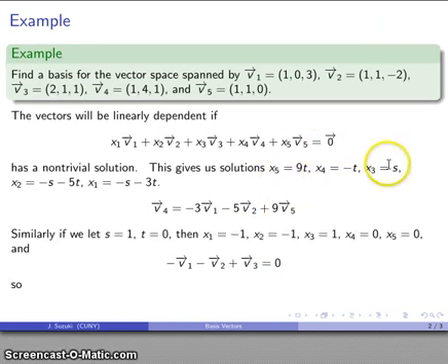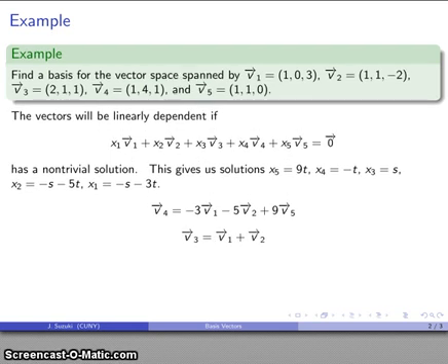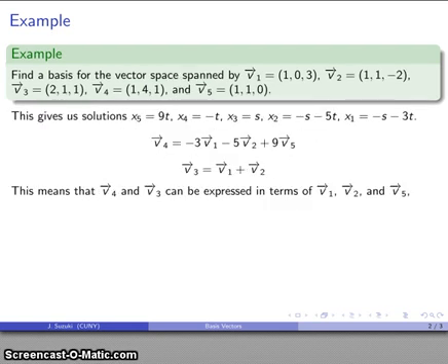Likewise, with the same parameterization, I'm going to let s equal 1, t equals 0. That wipes these two out, and I get a different solution, minus v1, minus v2, plus v3. And so that allows me to solve for v3, and I have vector v3 as a linear combination of v1 and v2. I have v4 as a linear combination of vectors v1, v2, and v5. Putting this together, that means v4 and v3 can be expressed in terms of vectors v1, v2, and v5. So the vectors I need, the basis, are these three, and these two are superfluous.